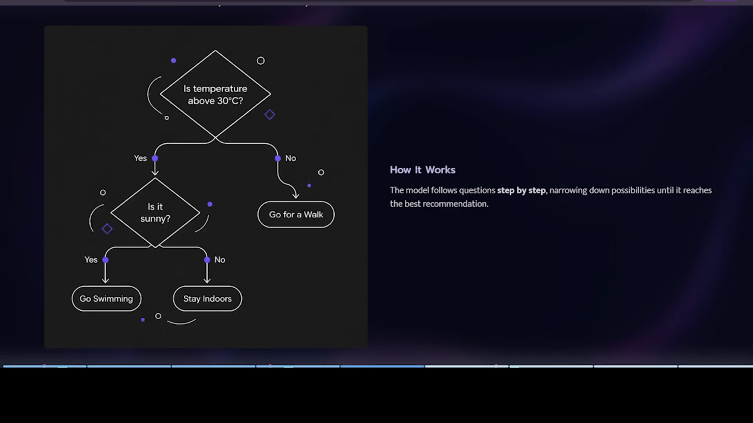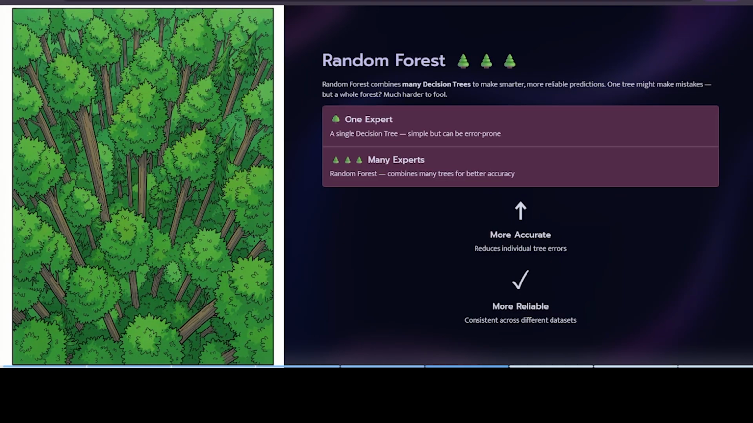Not a narrowing down of possibilities. Okay, this is how it will be working. Next we are going to see random forest. You guys may be thinking that the name sounds complicated, but the idea is actually very simple. Random forest is simply a collection of many decision trees. That means instead of asking just one expert, it asks many experts, then it takes the majority opinion.